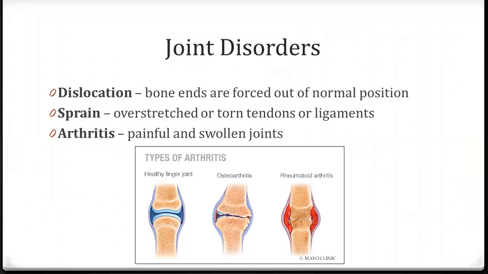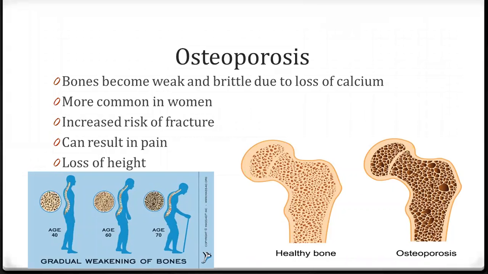Okay, joint disorders. You can have dislocation when the bone ends are forced out of normal position. You have a sprain, which is overstretched or torn tendons and ligaments, or arthritis, which is painful and swollen joints. Okay, so moving on, we have osteoporosis, where your bones become weak and brittle due to loss of calcium. It's more common in women. It involves increased risk of fracture. It can result in pain and loss of height. That's why your grandmas look short.